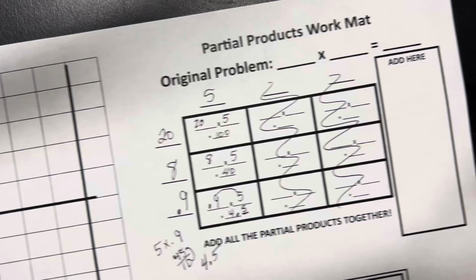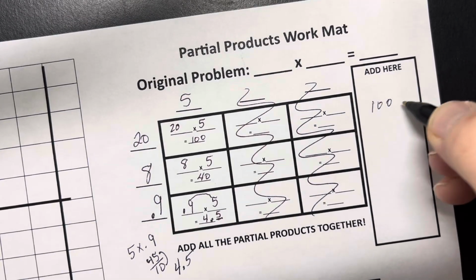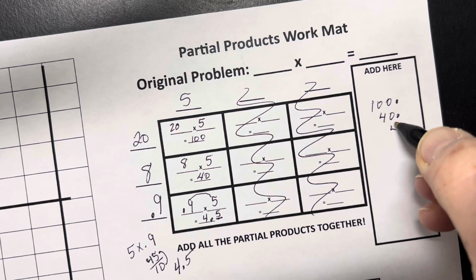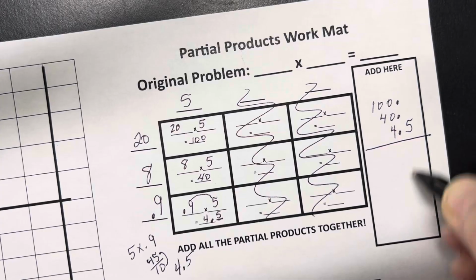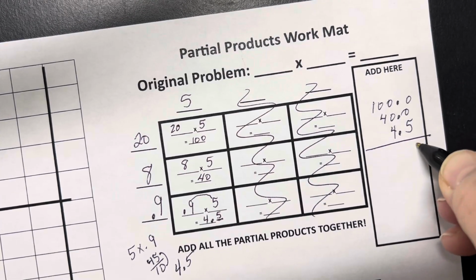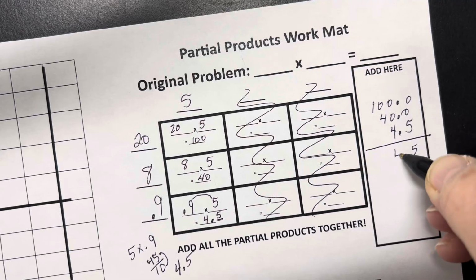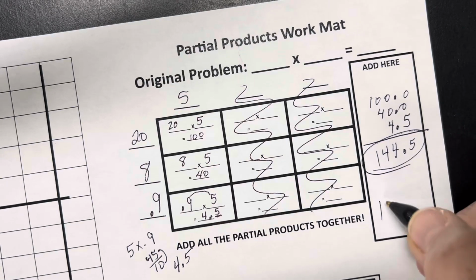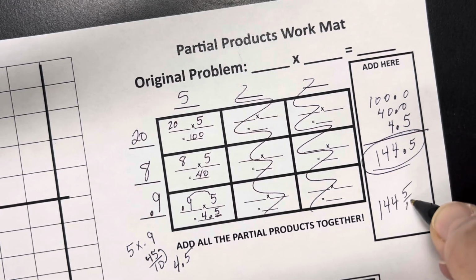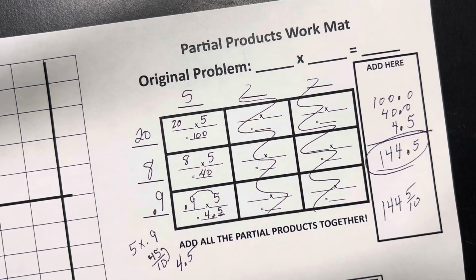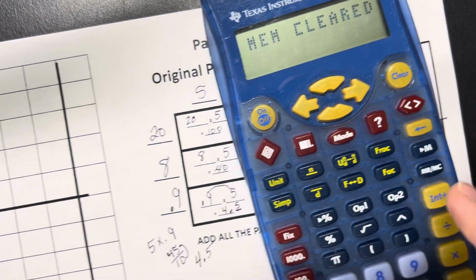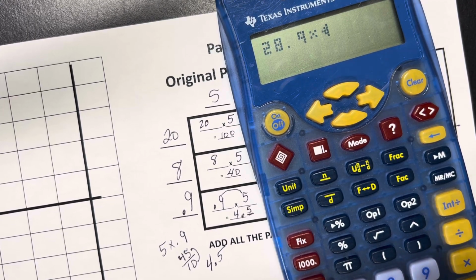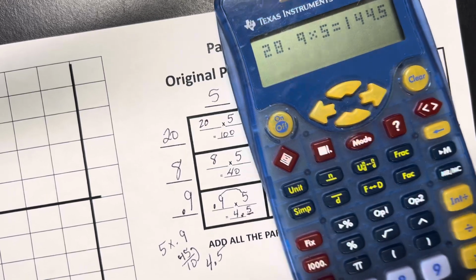Okay, we've got to go over here now and add them all up. So we have 100 decimals at the end. We have 40 decimals at the end. I'm lining them up. And then I have 4 and 5 tenths. Okay, we can add placeholders. We've got a 5 there. Bring your decimal down. You've got a 4 and a 4 and a 1. Final answer, 144 and 5 tenths. Okay, we could even check it on our calculator. Let's see, we have 28 and 9/10, and we're going to multiply by 5. Oh, look at that, we're right.